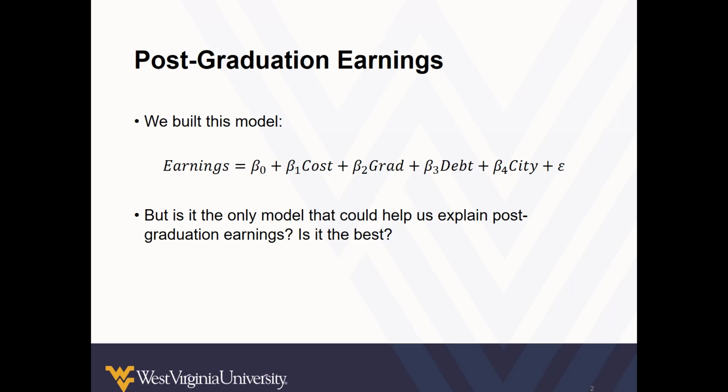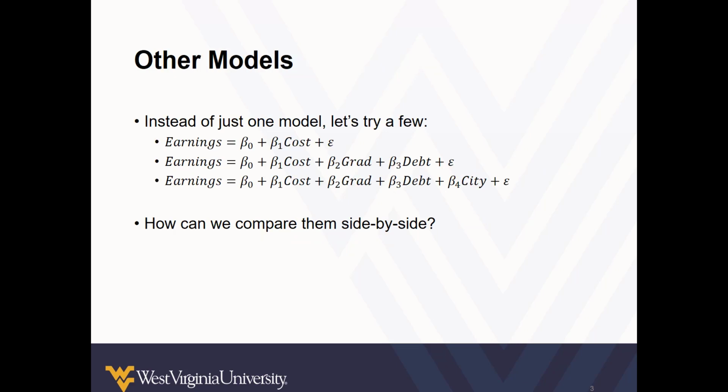In the prior video on regression, we built this model where we were predicting post-graduation earnings of business students based on the cost of attendance, graduation rate, percentage of students with debt, and whether or not the college or university was in a city. But is this the only model that could help us explain post-graduation earnings? Is it the best? Well, we don't know. And it's important to consider your options.